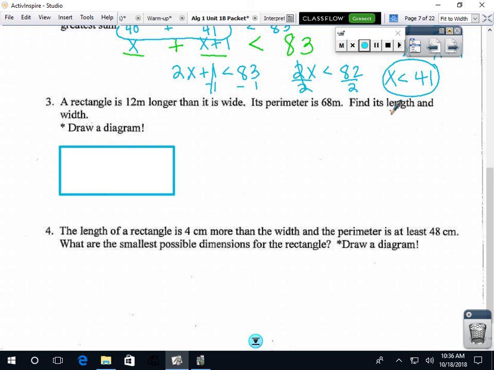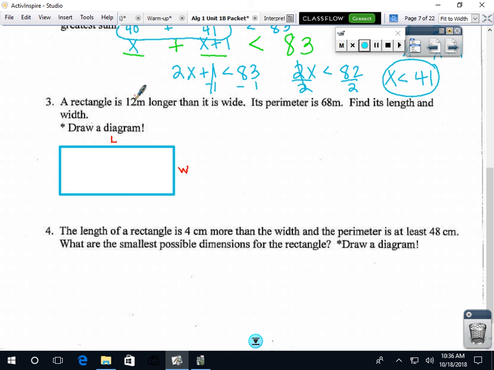Okay, a rectangle is 12 meters longer than it is wide. Its perimeter is 68 meters. Find its length and its width. Well, we all know with a rectangle, the longer side is the length and the shorter side is the width. Do we currently know anything about either one of them?